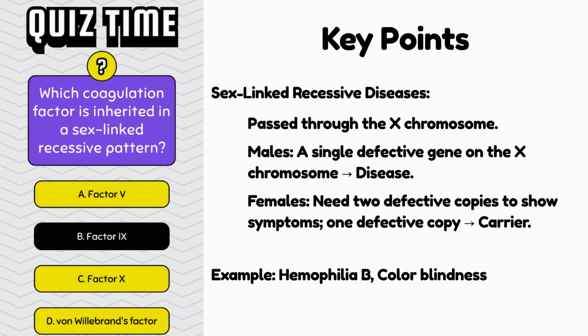Hemophilia and color blindness are examples of sex-linked recessive diseases. A male with the defective gene on his X chromosome will have the disease. A female would need both X chromosomes to carry the defective gene to show the disease. If only one X has the gene, she is a carrier. In short, sex-linked recessive diseases are passed through the X chromosome. Males are more likely to be affected because they only have one X chromosome. Females need two copies of the defective gene to show the disease, otherwise they are carriers.